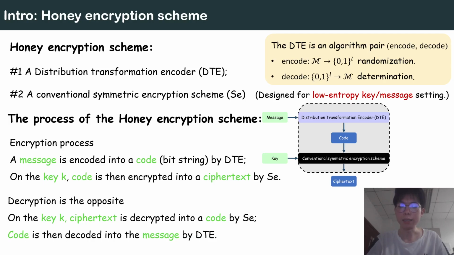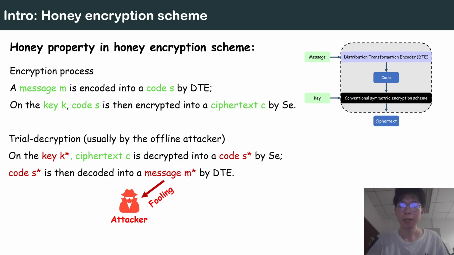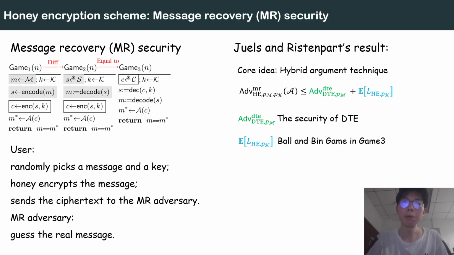The honey property is that when an attacker inputs the wrong key, K star, the decryption yields another code, S star, which is decoded into another legitimate message, thus fooling the attacker. Message recovery security is a crucial security property of the honey encryption scheme. In the MR game, a user randomly picks a message and a key. Honey encryption then encrypts the message to get the ciphertext. Then the user sends the ciphertext to the MR adversary. The goal of the MR adversary is to guess the challenge message, that is the user message, successfully.